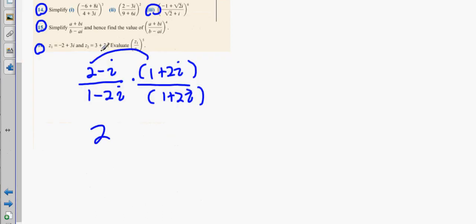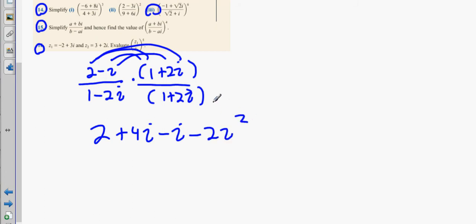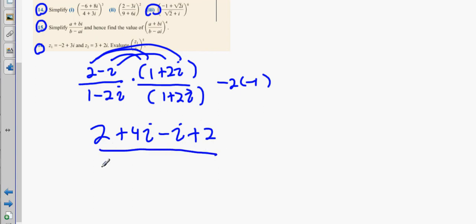Then we're going to get 2 plus 4i minus i minus 2i squared. Minus 2i squared being minus 2 times minus 1, which is plus 2. So we can change that right away. And then the next one's going to be 1 times 1 is 1, 1 times 2i plus 2i, minus 2i, minus 4i squared. And we know about minus 4i squared, it's the same thing as plus 4, because once again i squared is minus 1.